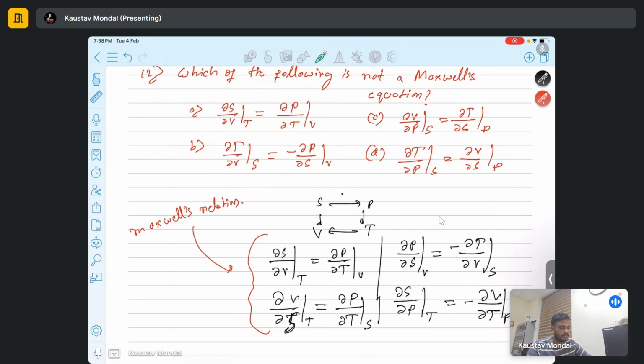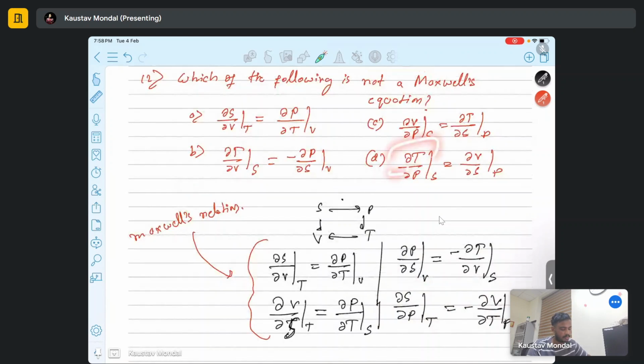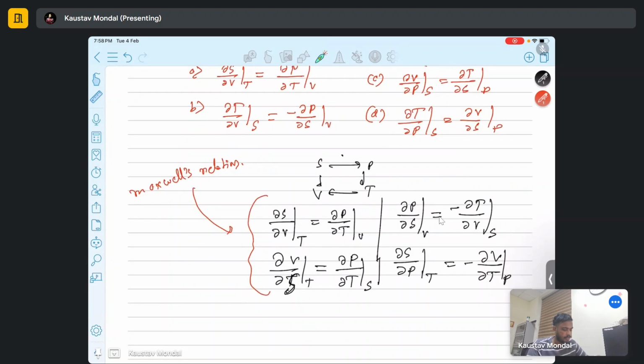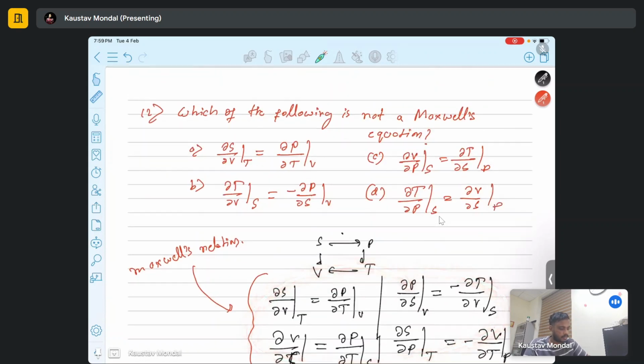Option C is del V del P at constant S equal to del T del S at constant P. That is not here, right? Let's check option D, del T del P at constant S equal to del V del S at constant P. Here should be P, sorry, I think I've written it wrong. So this is not given, right? In option C, del V del P at constant S, there is no such relation. This option C is the Maxwell relation that is not mentioned here, so option C will be the incorrect one.